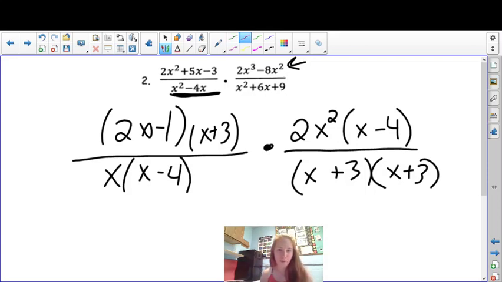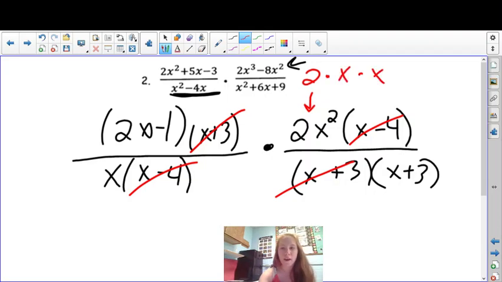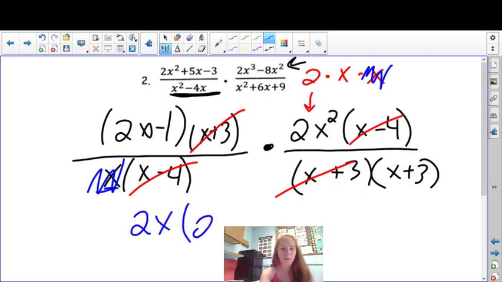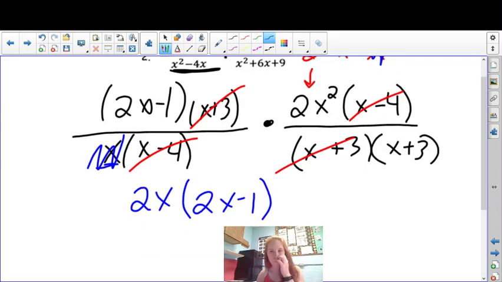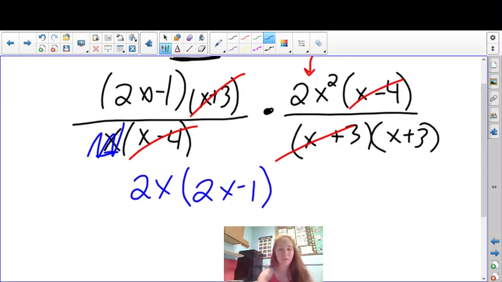I don't have any 2x minus 1s. I do have an x plus 3 though, just one of them, only one cancels. I can cancel out the x minus 4. I'm going to break up this multiplication here. This is 2 times x times x. And if you notice, I have an x here in the denominator, so I can cross off one x and this x here. I think that's all I have left. So I have 2x times 2x minus 1 all over x plus 3. I think that's all that's left at the bottom.